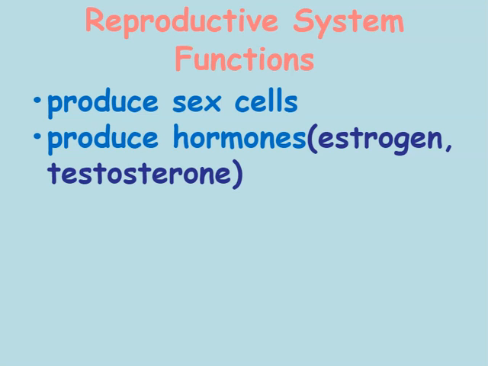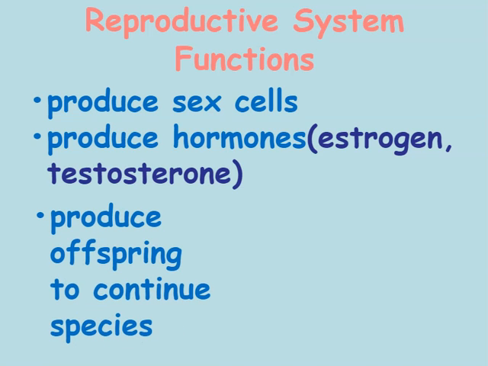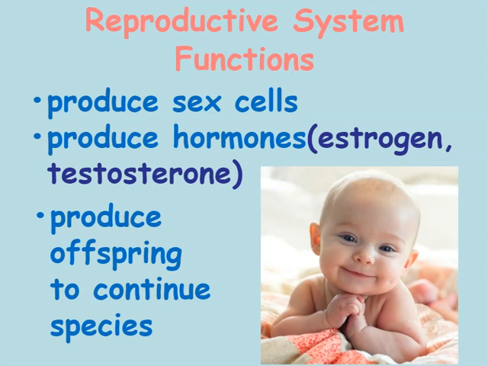But ultimately, because producing sex cells is important, the sperm and egg, you have to have those for fertilization. Got to have those hormones so you have sexual development. But ultimately, the most important function is producing offspring, continuing the species. If we didn't reproduce, the species goes extinct. Remember, that's one of the characteristics of all living things, reproduction. So reproducing is really the main function of the reproductive system, producing offspring. Gotta have more of these little guys, right? As a species, we don't seem to have too much trouble with reproducing.